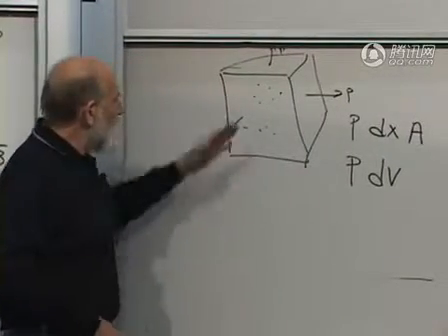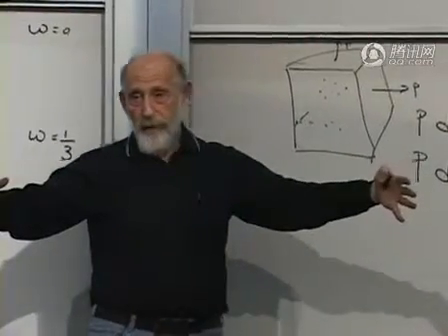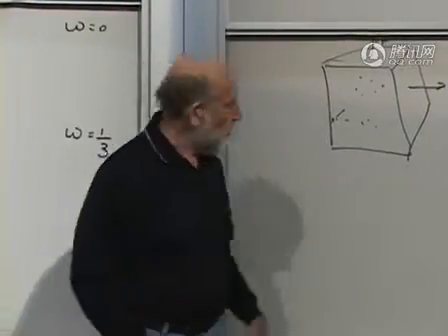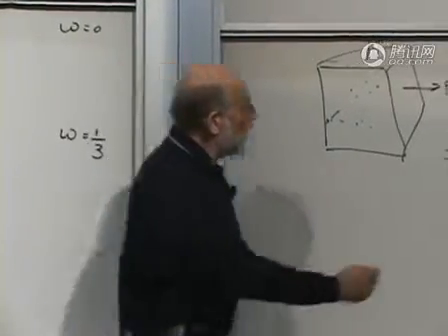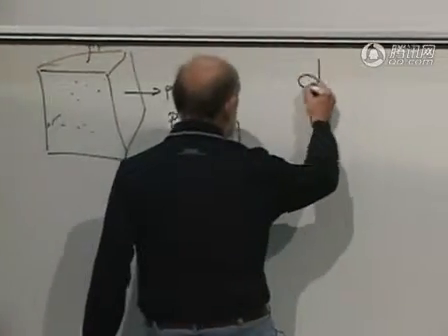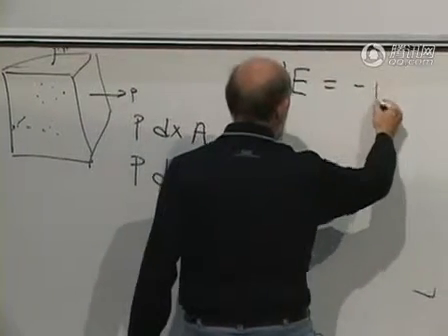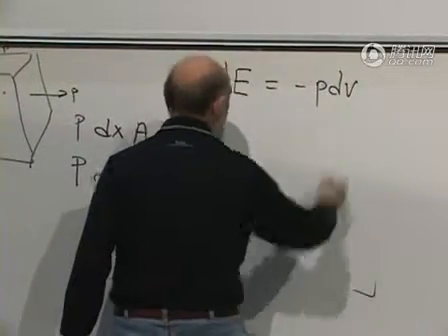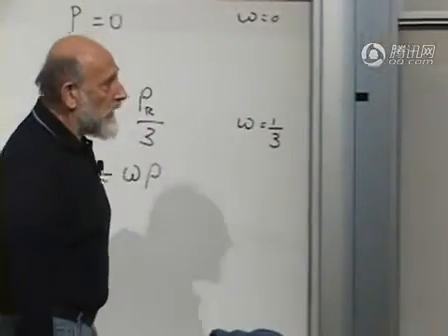The energy in the box decreased. That is why the temperature of a box goes down when you increase the size of the box. The internal energy decreases. So we can write the decrease in the energy of the box is PdV. Why the minus sign? Because the energy of the box goes down a little bit.